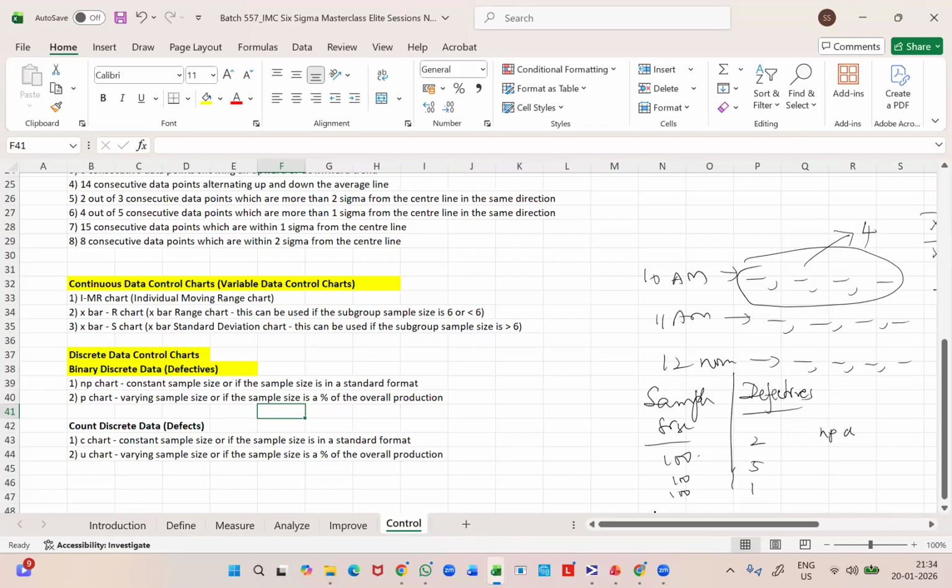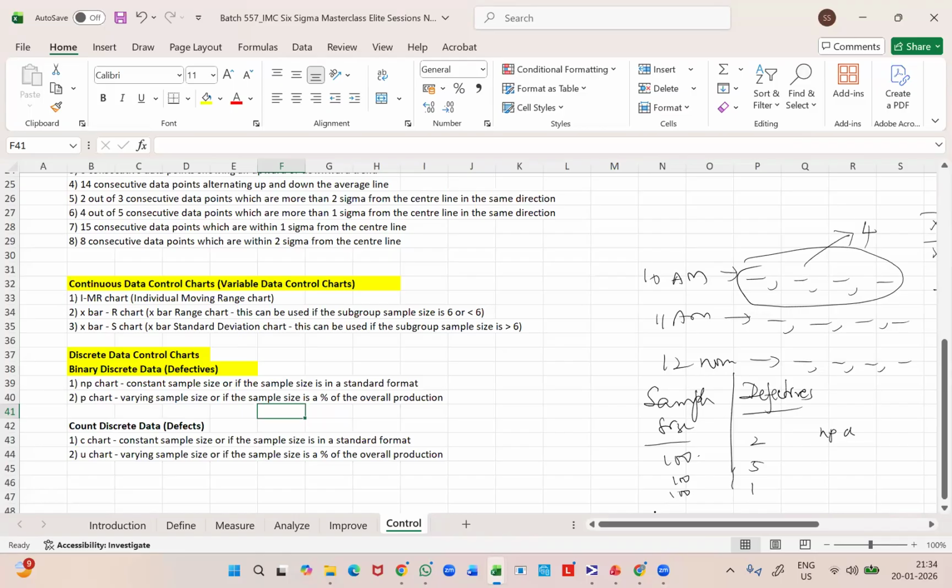So for the Green Belt final assessment, as I told you, you will be asked to identify the appropriate control chart for a given scenario. And this is how we need to do. First, look at whether we are supposed to plot the defectives data or the defect data. If you are supposed to plot the defectives data, and if the sample size is in a standard format, then we need to understand that they are referring to a constant sample size. We need to choose NP chart from the list.